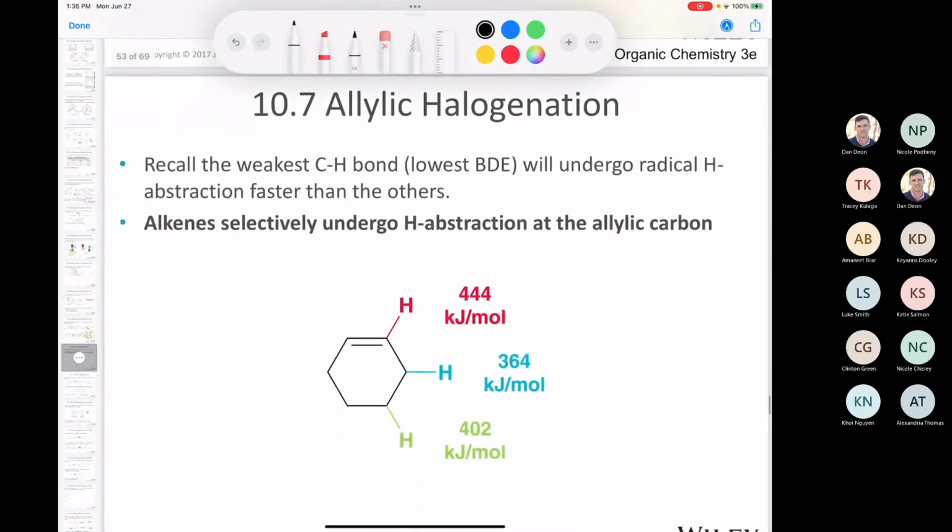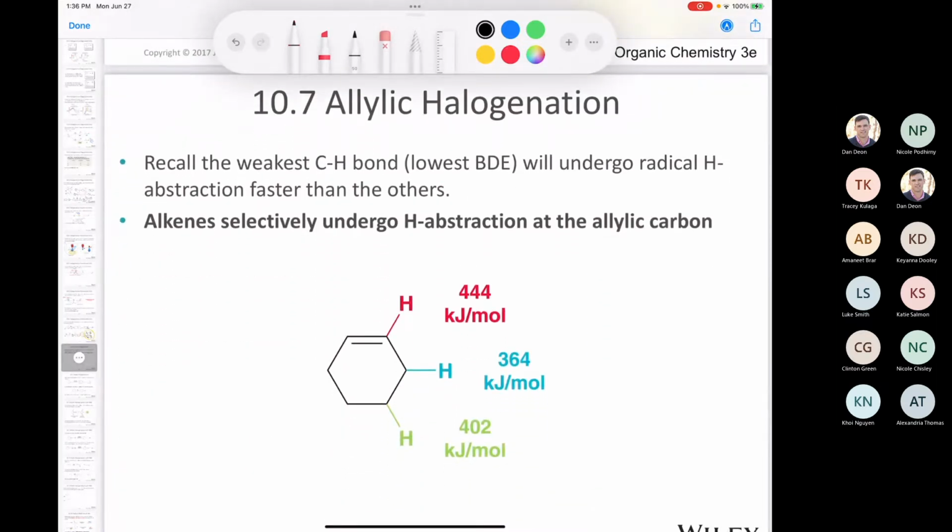It says, recall that the weakest carbon-hydrogen bond, the one with the lowest bond dissociation energy, is going to undergo radical hydrogen abstraction faster than the others. So an alkene, if it's got an allylic carbon, that's where the hydrogen abstraction is going to occur. So we've got a proton in red, blue, and green. This is the allylic one here. So this is allylic, and so this is the weakest bond. The other two are stronger.